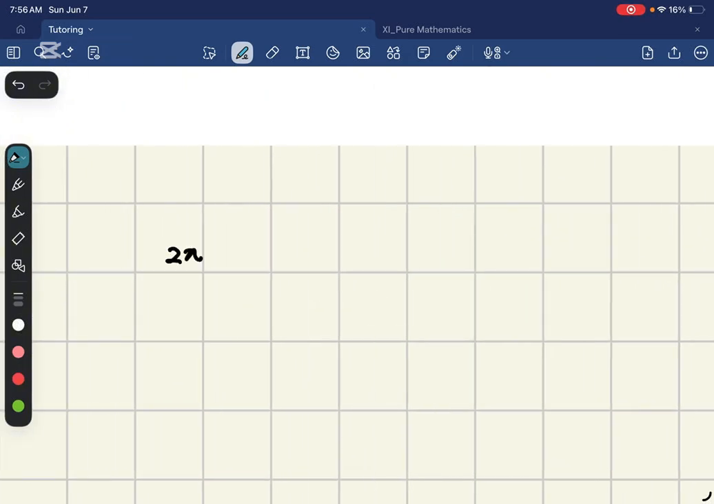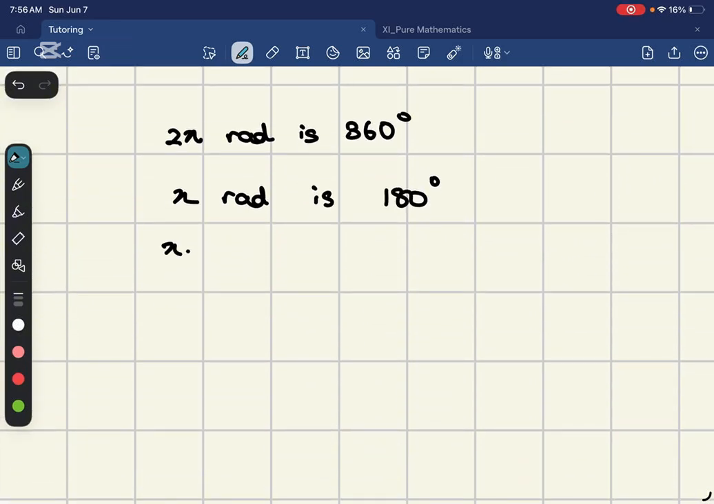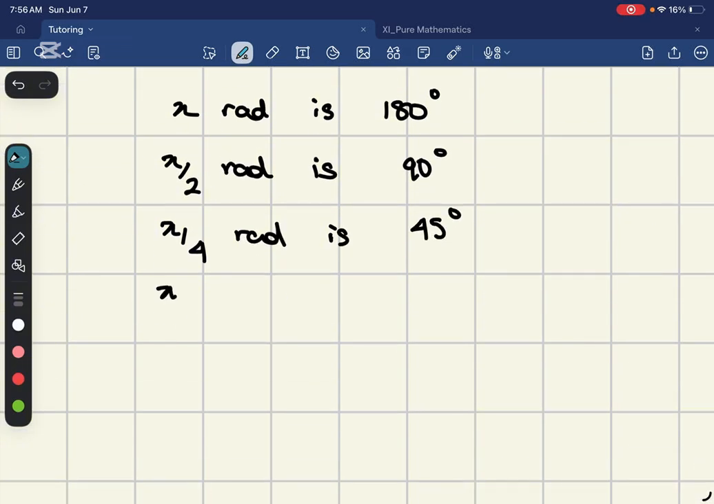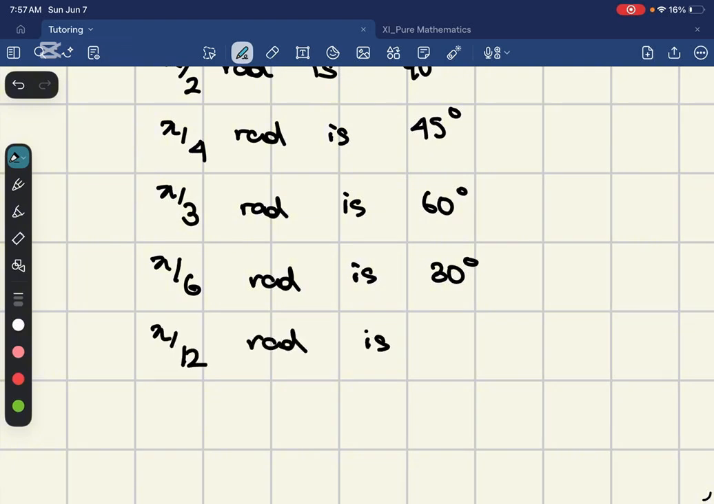So 2 pi radians is 360 degrees. Pi radians is 180 degrees. Pi by 2 radians is 90 degrees. Pi by 4 radians is 45 degrees. Pi by 3 radians is 60 degrees. Pi by 6 radians is 30 degrees. Pi by 12 radians is 15 degrees.